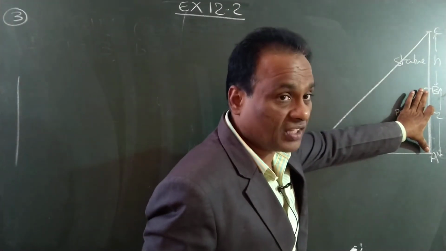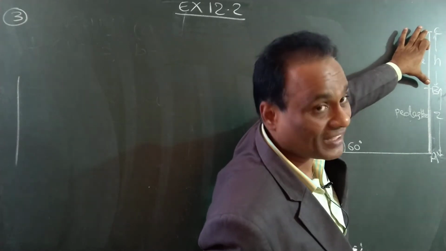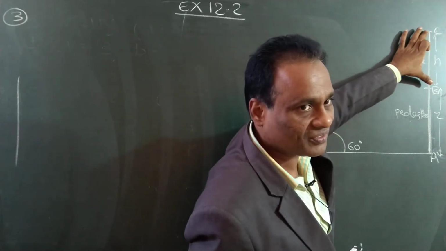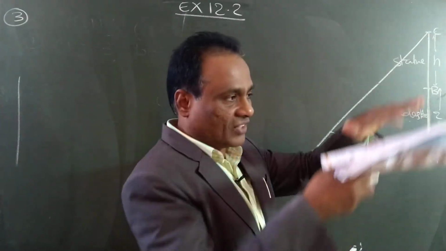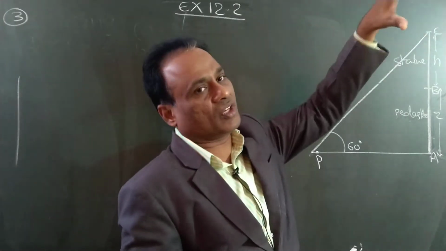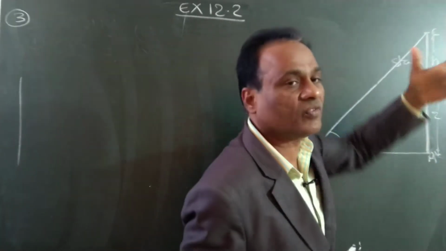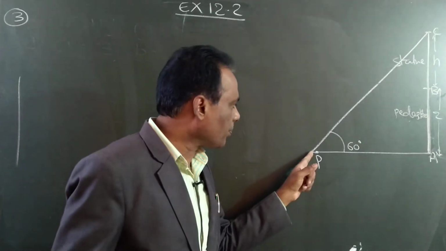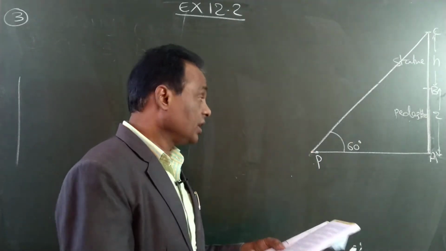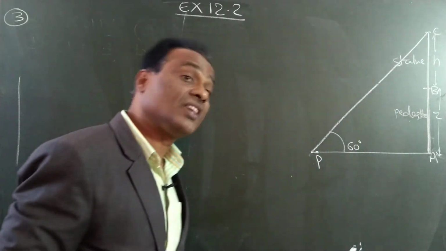AB is the pedestal. On the top of the pedestal, a statue is fixed. Directly, a statue will not be fixed on the ground. First, we construct some pedestal. On it, a statue is fixed. So the pedestal height is 2 meters. Statue height is not given. We have to find h. So from a point on the ground, we observe the top of the statue with angle of elevation 60 degrees.